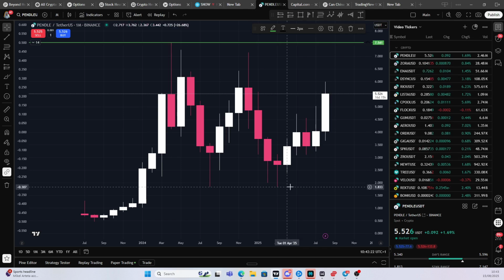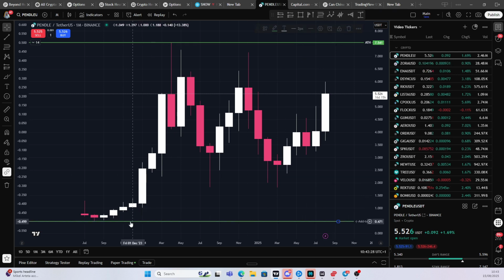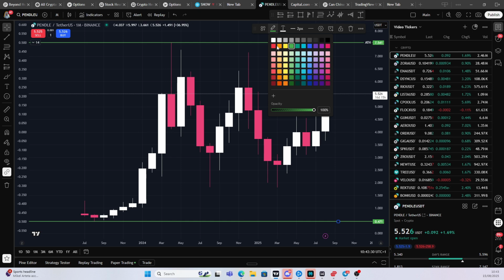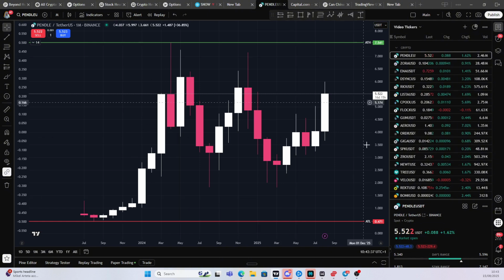our all-time high. And for some reason my text is in black, so I will make that white. And down here we have a red line for our all-time low. So put that down there. Right, so again, looking for levels.